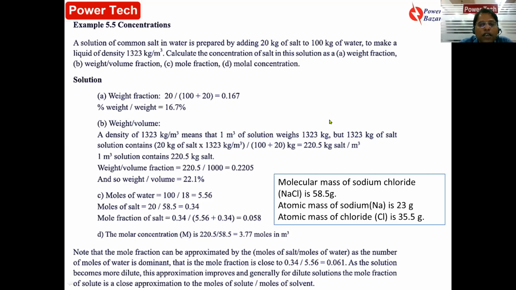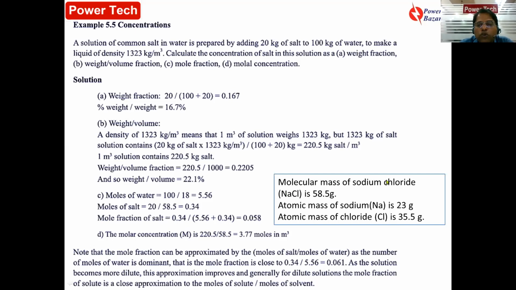So 220.5 kg of salt is there in 1 meter cube of solution. From that, we can find out the weight by volume fraction, which will be 220.5 by 1000. It becomes 0.2205. 1000 is basically for the kg. So weight by volume becomes 22.05%. It is on a per unit basis. That means from the solutions, if density is known, we can also find out weight by volume.